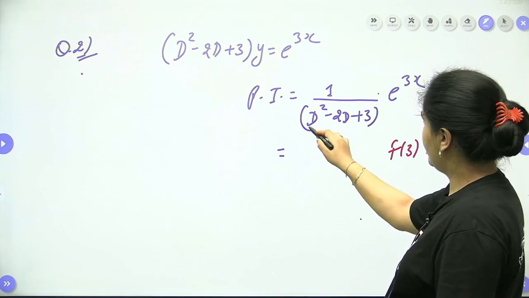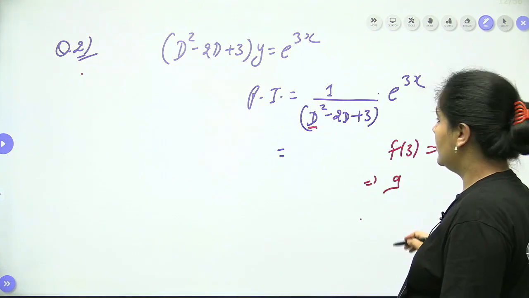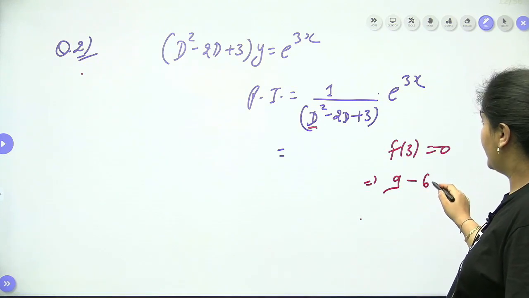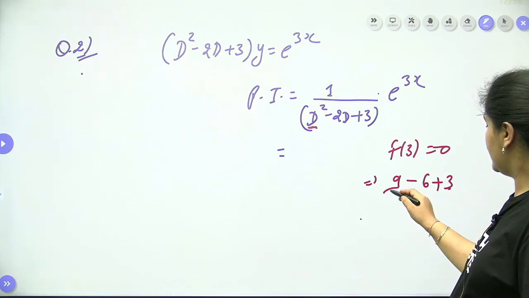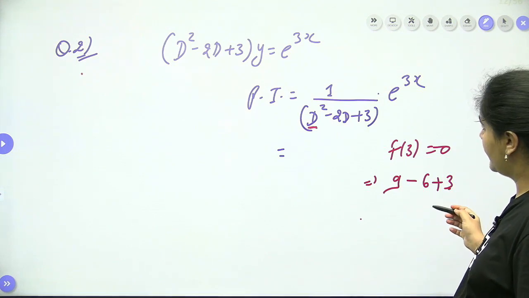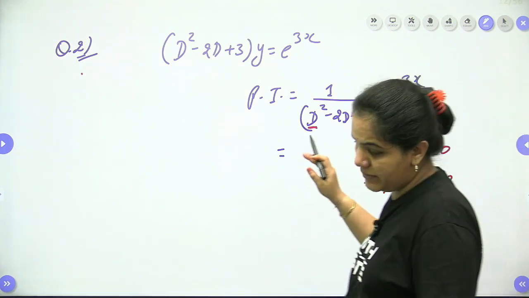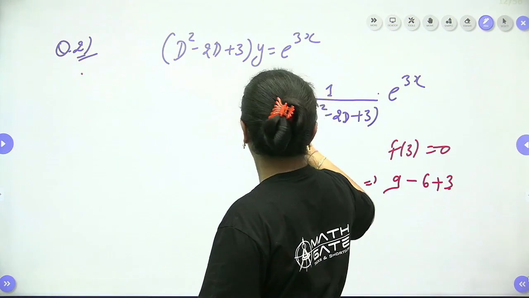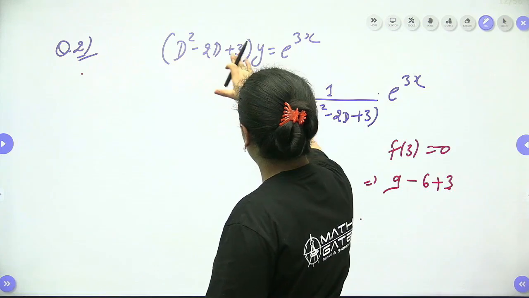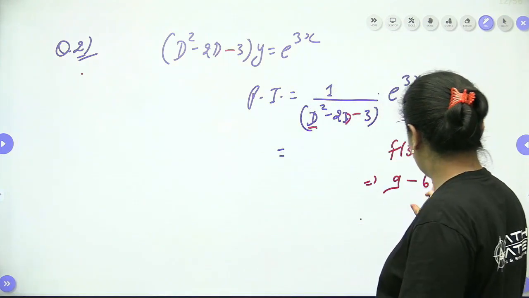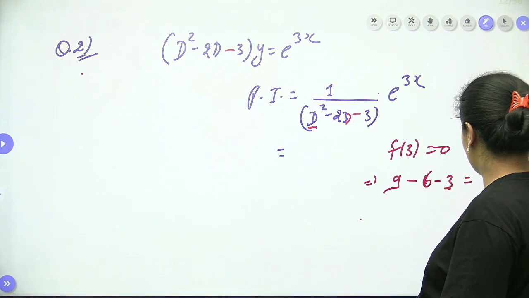How? Because when we approach D² is 3 squared, that is 9, minus 3 into 2 is 6, plus 3. Okay, 2 into 3 is 6. So I think it should be minus 3, guys, right? Yeah, exactly, it should be minus 3. Now we can approach, it is equal to 0.